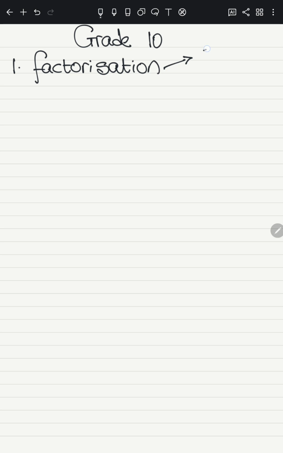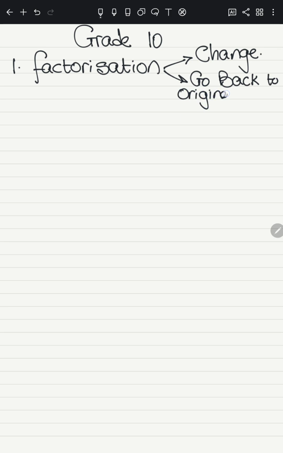It means that you need to change. But when you change, make sure that you still go back to where you're coming from, go back to the original equation, so to say. So that is all about factorization. And this factorization is divided into 5 parts, so to say. Number one, we talk about the common factor.